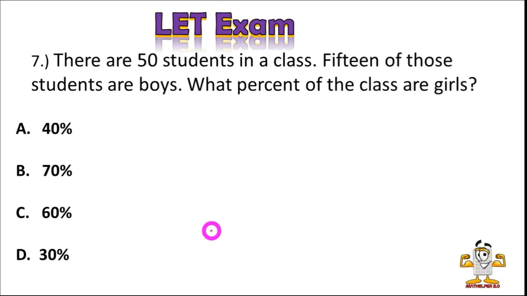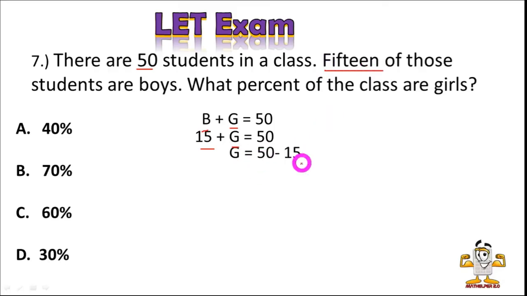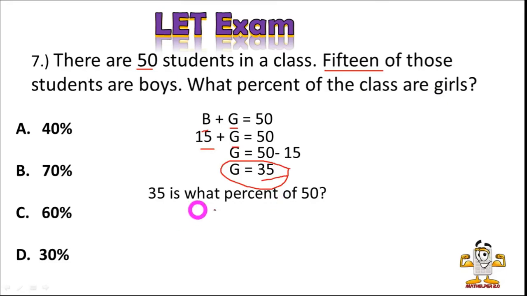So, number 7. There are 50 students in a class. 15 of those students are boys. What percent of the class are girls? So, boys plus girls equals 50. So, there are 50 students. So, 15 boys. Hindi po tingnan yung number ng girls. So, 50 minus 15. So, 35 po yung girls. So, what percent of the class are girls? So, ilang percent po yung 35 sa 50? So, 35 is what percent of 50?